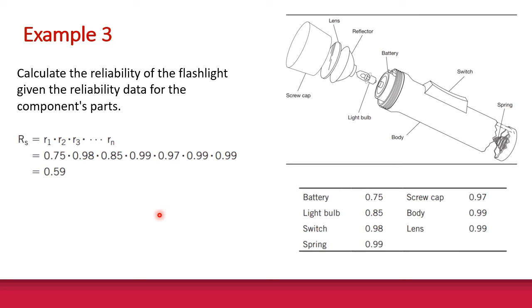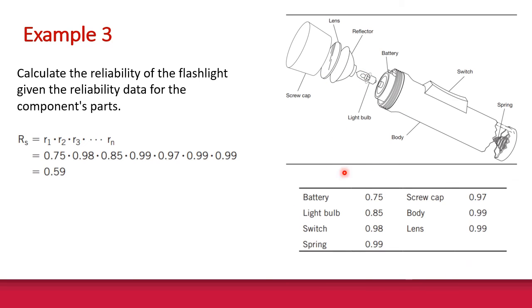So as a simple example, let's calculate the reliability of the flashlight. A flashlight works, basically, in series. You have the batteries hooked here, and so the batteries are in series with the light bulb and the lens and the reflector. So here, all these things have to be functioning. If a battery wears out, well then, the whole flashlight doesn't work.